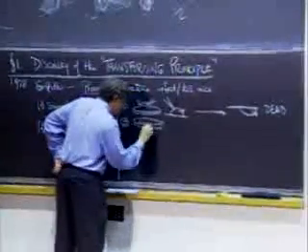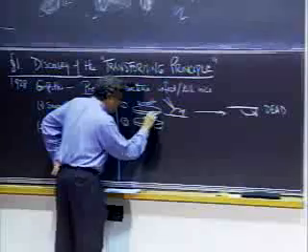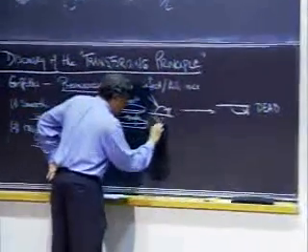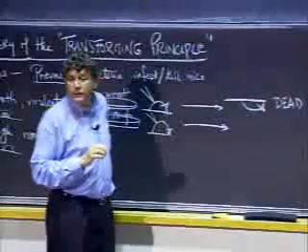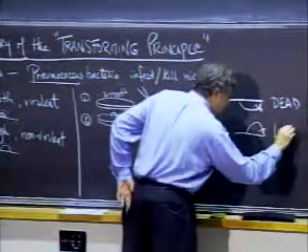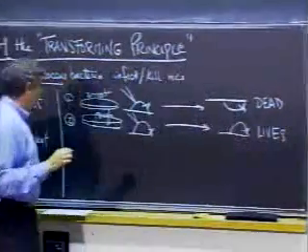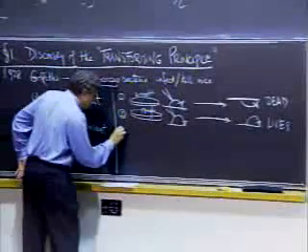Number two. Take the rough bacteria and inject them into a mouse. What happens? It lives. The mouse lives, because these are non-virulent. Okay? Now, let's do some simple controls.